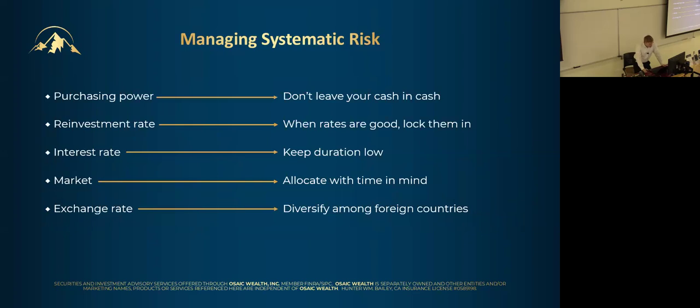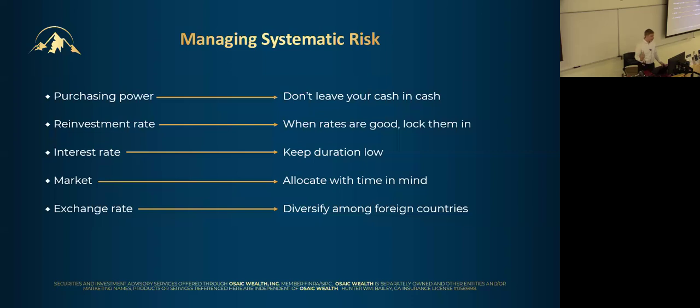For managing systematic risk, for purchasing power, don't leave your cash in cash if you've got time. If you can be in something that gives you interest, take the interest. If you're in a savings account that pays 1% versus a money market that pays 4%, there's not a lot of risk with that money market, and you can earn an extra 3%.